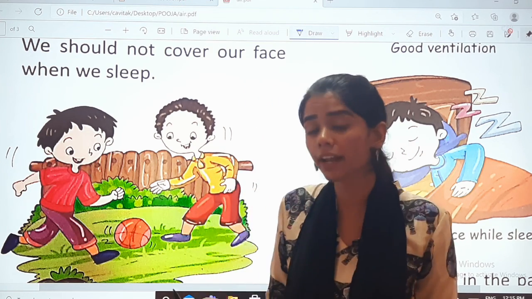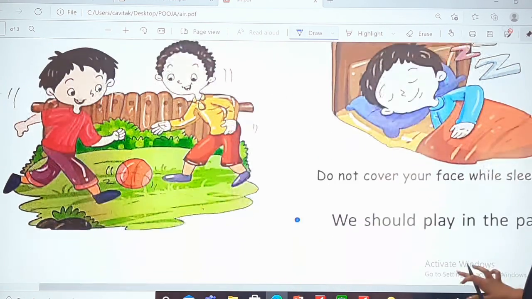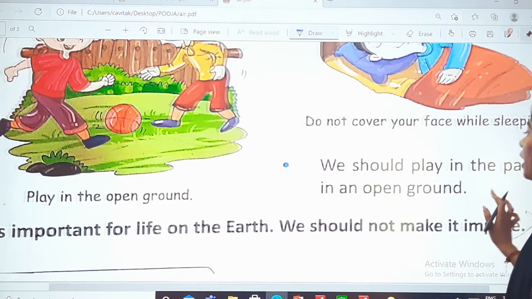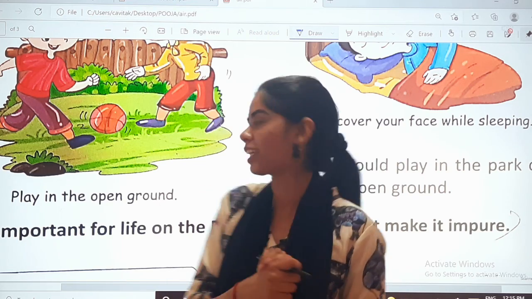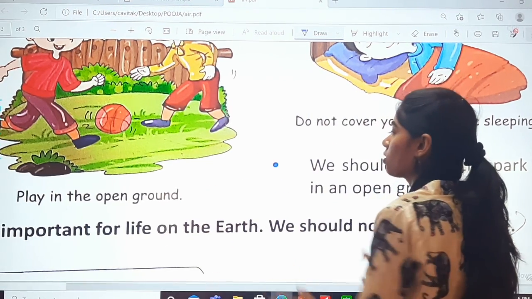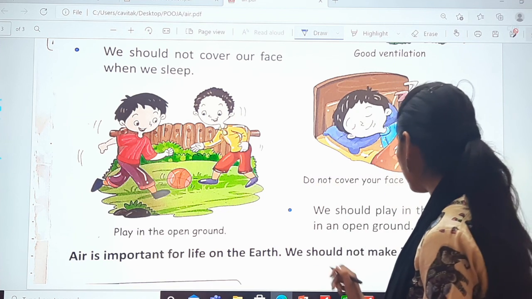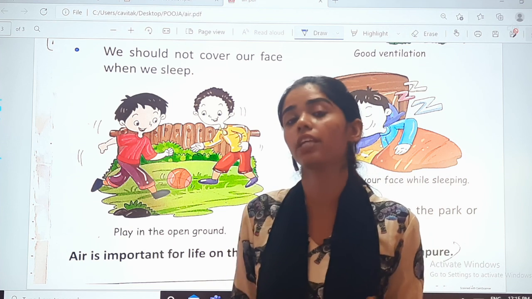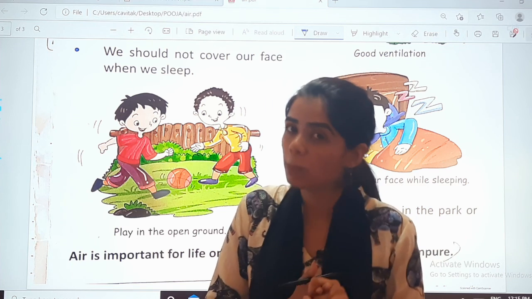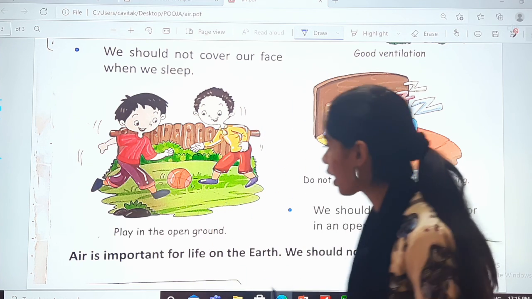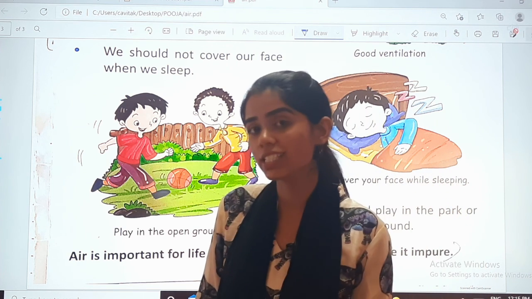So how will the air enter? हमें तो air चाहिए. So we should not cover our face, and we should play in the parks and in open ground. Fresh air में हमें खेलना चाहिए. So this is the chapter: air is important for life on the earth, and we should not make it impure. हमें उसे impure नहीं करना है. We have to keep it pure and fresh. This we had already discussed.